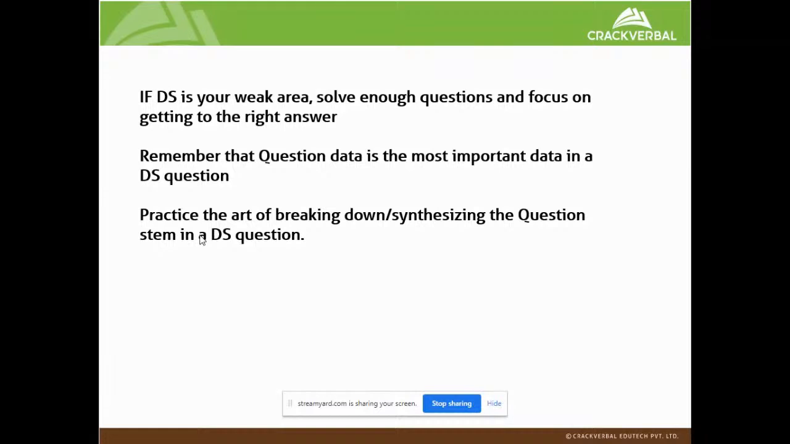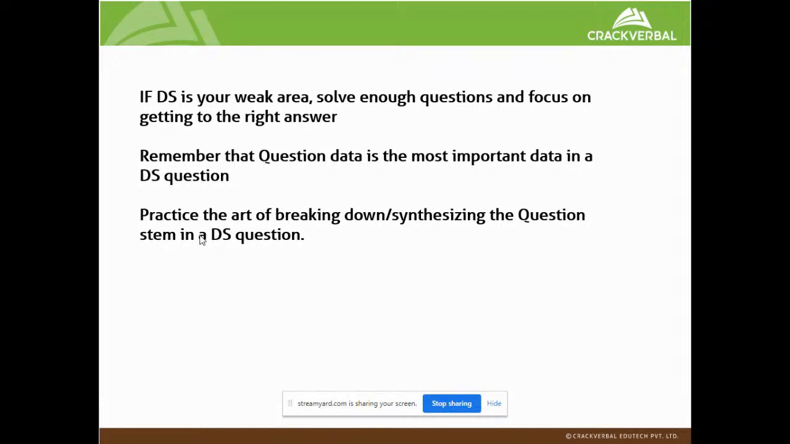DS is your weak area. You have to make sure that you solve enough questions on DS and focus on getting to the right answer. At least during the initial stage, time should not be your concern, right? Even if you take 3 minutes on solving a DS question, your focus should be on getting the right answer. Because the more right answers you get, the better your confidence will be on DS questions. And the moment you have confidence on your side, I have seen that students can even crack the most difficult questions. So it's a psychological game.